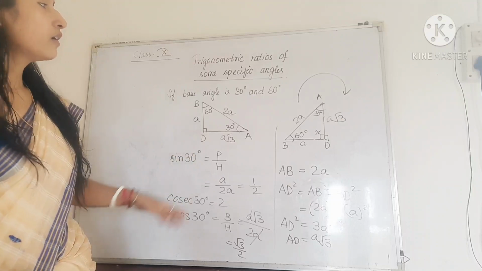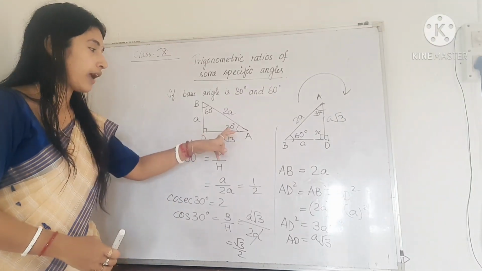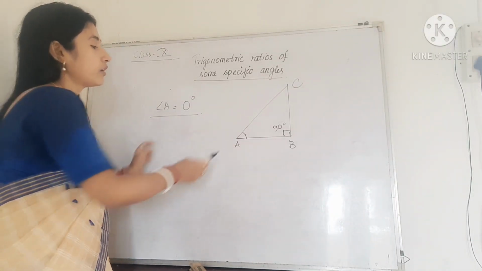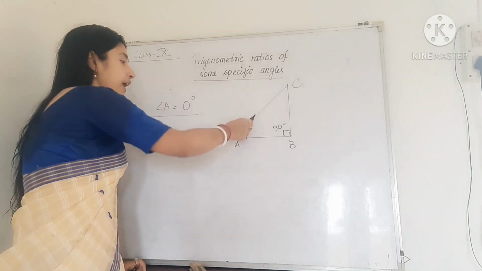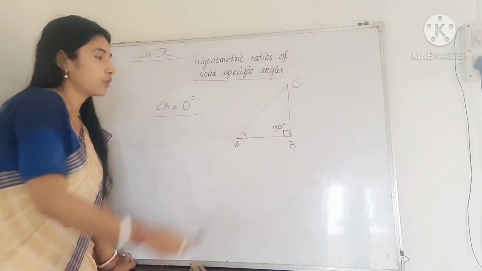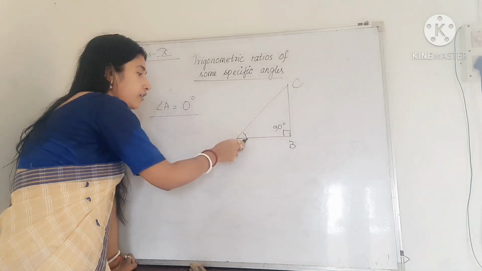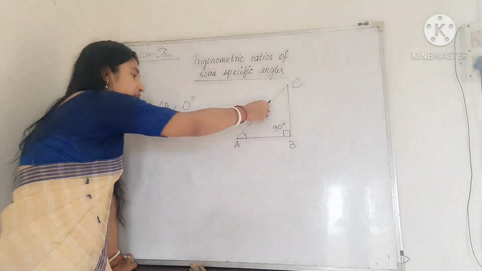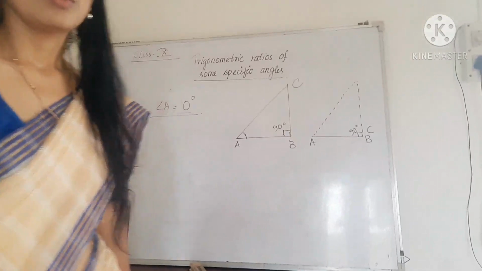So this way, just find the remaining trigonometric ratios for this angle 30 degree. See, if angle A is equal to 0 degree, then we cannot open this angle. This AC will coincide with AB. So this angle will not be there, this angle will be equal to 0. That means the length of AC will become equal to the length of AB.